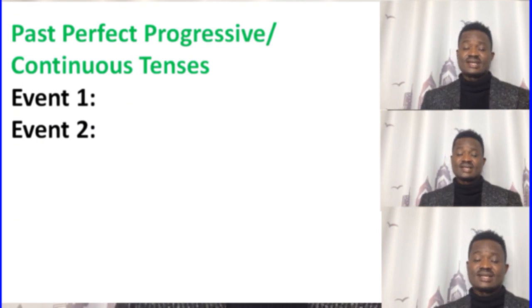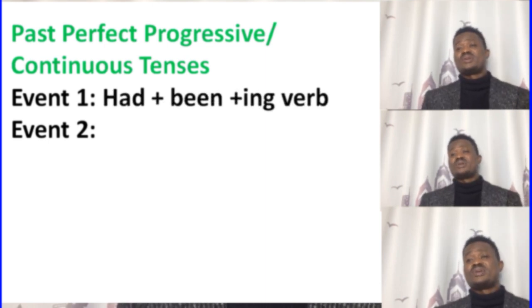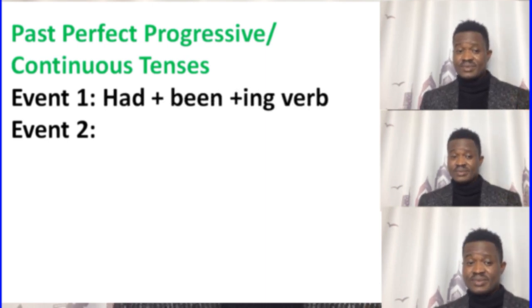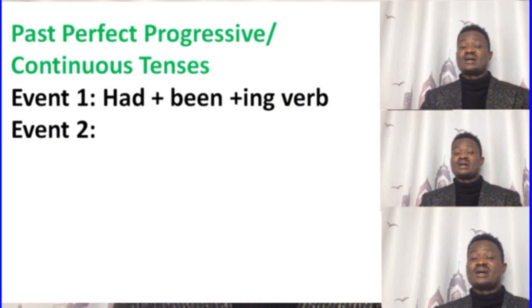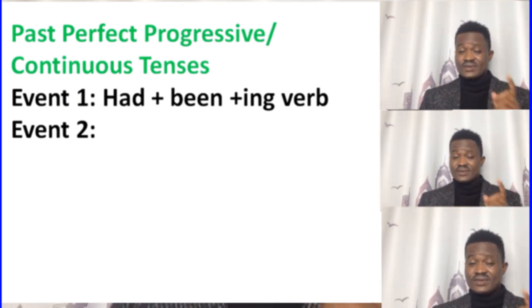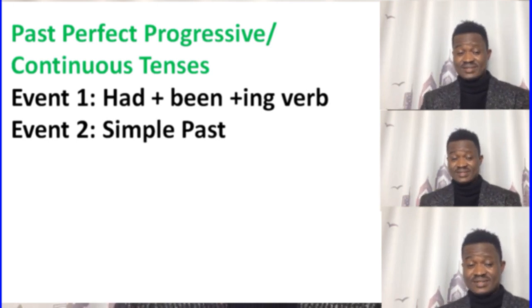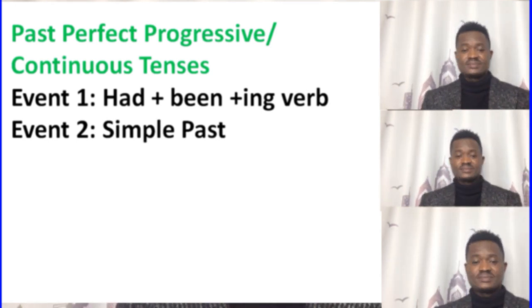Right? So for example, had plus been plus verb-ing. This is the simple formula for event 1, and event 1 is the past perfect progressive. Event 2 is the simple past. That is the simple past, you know. So these are two events.